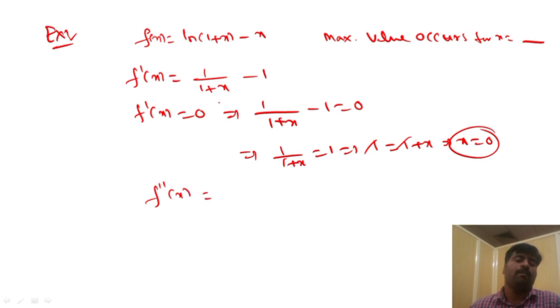Now I go for f double dash of x. The derivative of 1 by 1 plus x is minus 1 by 1 plus x squared.